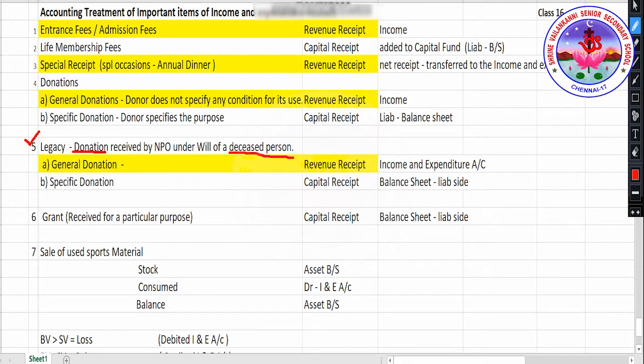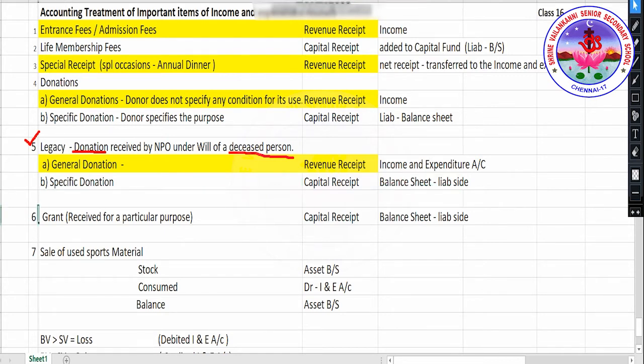We are aware that general donation is always a revenue receipt. In the previous topic also we learned that a general donation is a revenue receipt, so it has to be shown in the income and expenditure account. Now, what about specific donation? Specific donation is a capital receipt, which is to be shown in the balance sheet, on the liability side.